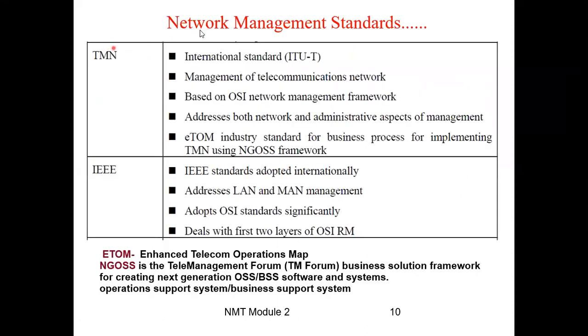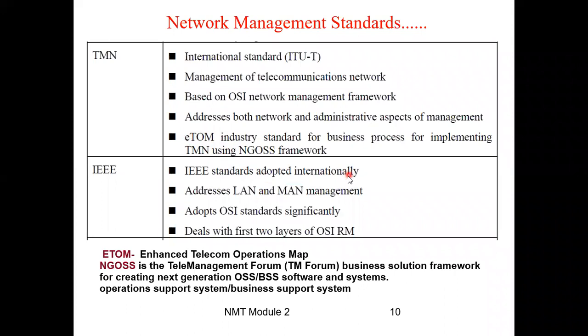So if I compare your TMN and your IEEE standard, TMN is the international standard given by ITU-T. It is used for the management of telecommunication networks based on the OSI network management framework, and addresses both network and administrative aspects of management. It is used in eTOM, the industry standard for business processes, for implementing TMN using the NGOSS framework. eTOM is the enhanced Telecom Operations Map. And NGOSS is from the TM Forum. It provides a business solution framework for creating next generation OSS or BSS software systems. So we are not going into the detail of eTOM. The full form or one or two sentences is enough.